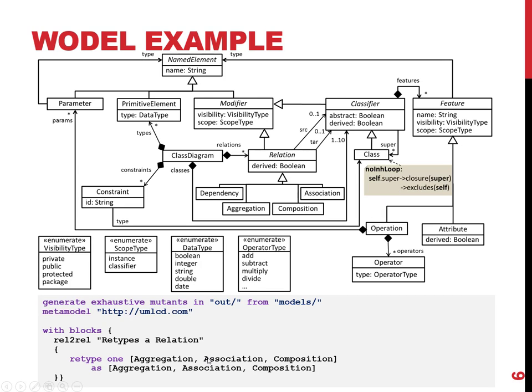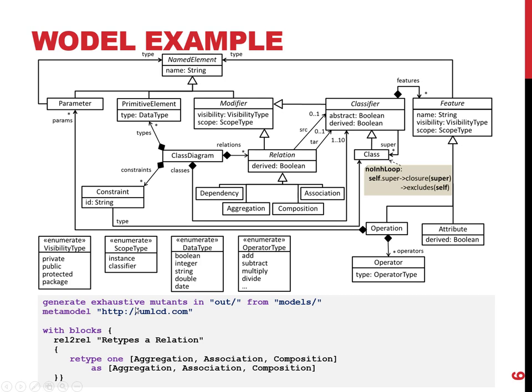At the bottom of the slide, this example of a simple Wodel program is presented. A Wodel program has two parts. The first two lines correspond to the configuration of the Wodel program. In this case, it specifies that the mutants are going to be generated in an exhaustive mode. That means that all the possible mutants for the given operators will be generated.